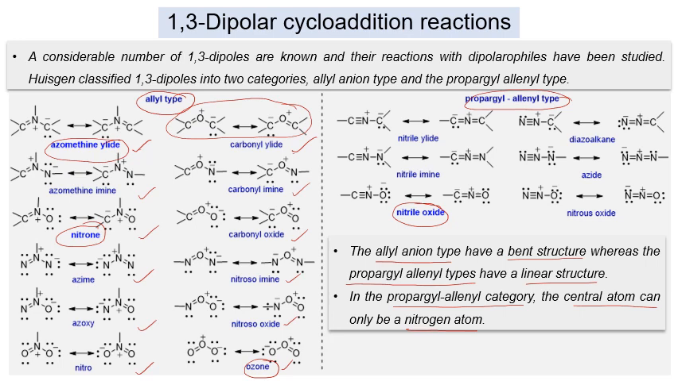In the propargyl allenyl type, you can have nitrile ylides, nitrile imines, nitrile oxides. We are going to see some reactions of these. You can have diazoalkanes. You can have azides. Azides are also very important 1,3 dipoles, leading to the synthesis of triazoles. And you can have nitrous oxide.